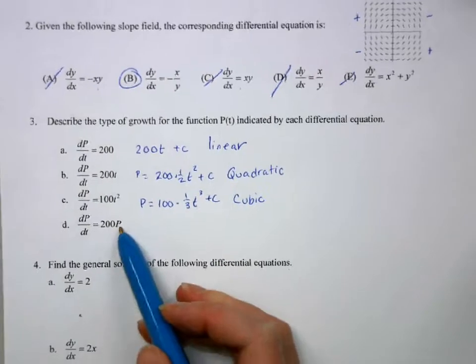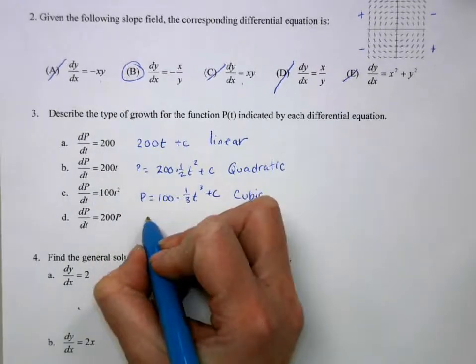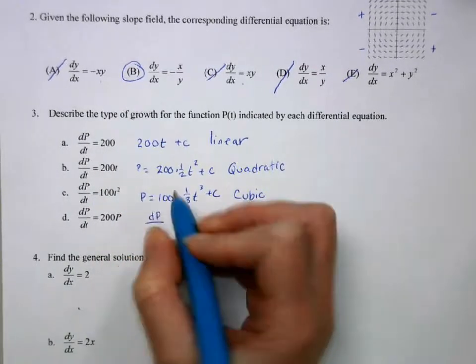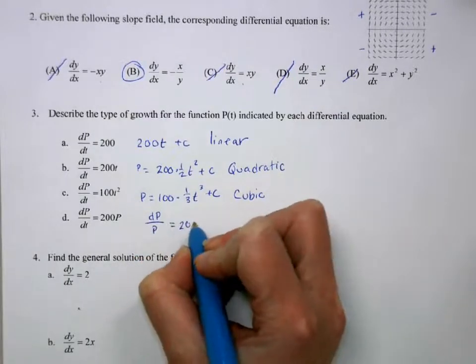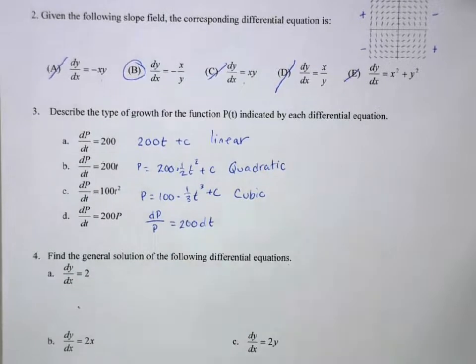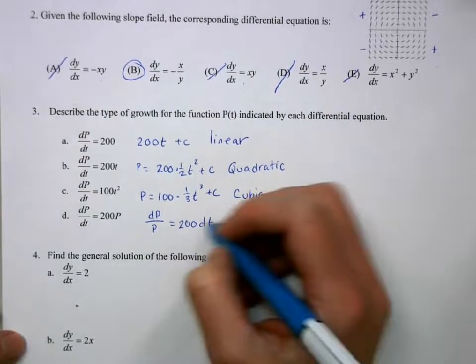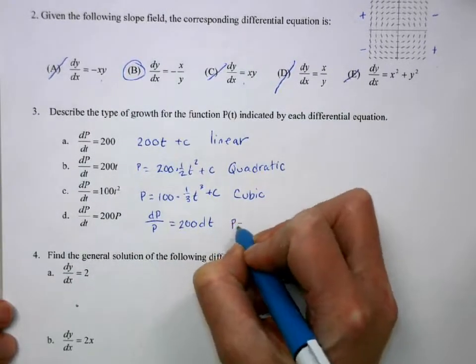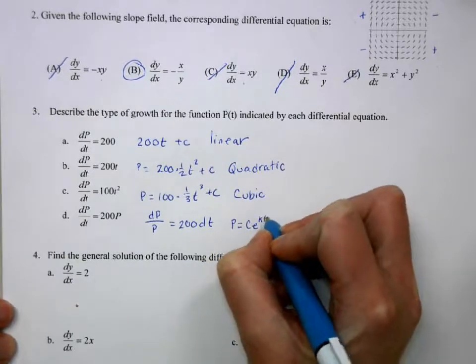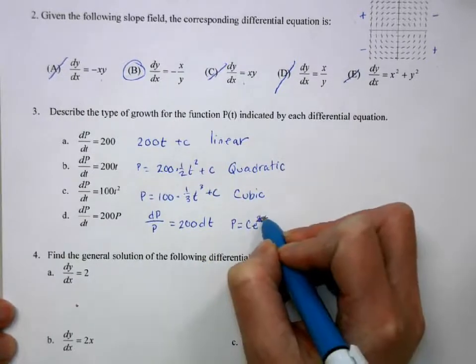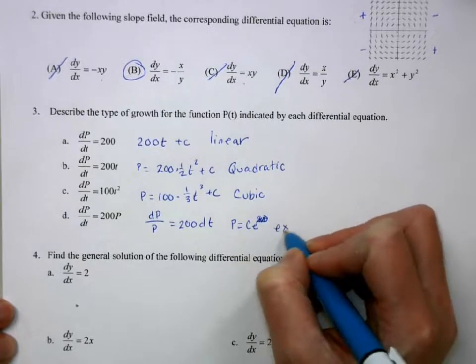This one, when we solve it, when we have my separation of variables, we get dp over p equals 200 dt. This is our general solution for an exponential. When I solve this, we're going to have p equals ce to the kt, or ce to the 200t, which is exponential.